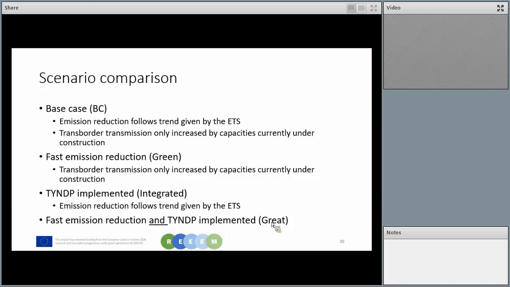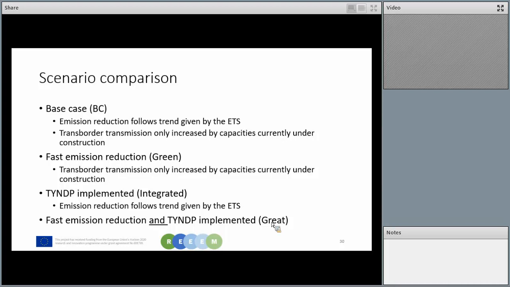Furthermore, we created a scenario where the emissions are reduced fast. So we assume a decarbonized electricity sector 10 years earlier than in the other scenarios. And a third scenario where the emissions are following the path by the ETS, but the 10-year network development plan is completely implemented as recommended. And finally, we have a scenario where both of these modifications are happening. So we have fast emission reduction and increased transborder transmission capacities.